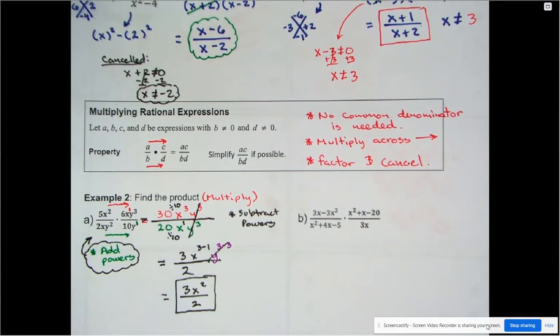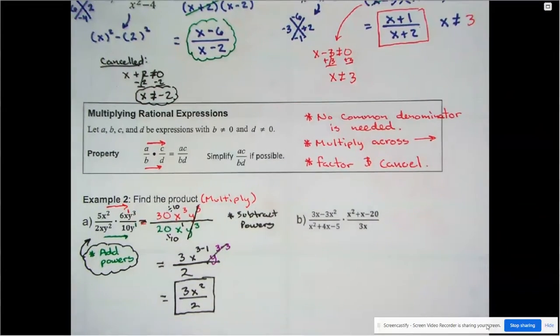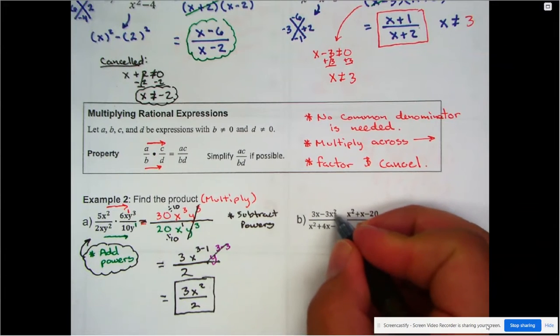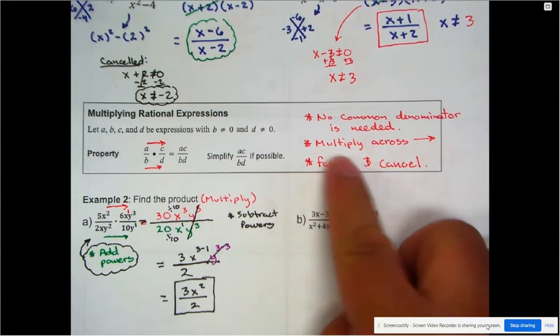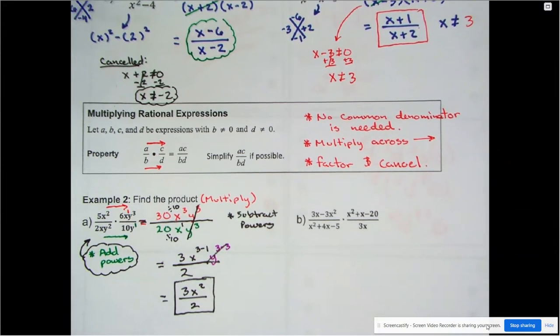But then, of course, they're going to get more complicated. I mean, look at letter B. That's probably as bad as it gets. When I'm looking at letter B, to finish this first part of the notes, we look at it and we go, all right, well, let's see. 3x minus 3x squared. Yes, I need to factor. I need to multiply across. I need to do all of that, right?